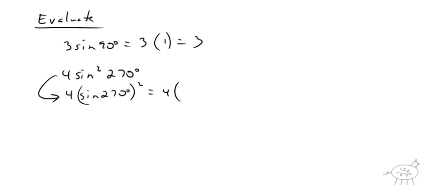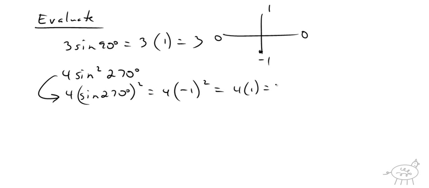So it's 4 times, well, what's the sine of 270? Well, we're over here, so it goes from 0 to 1 to 0 to negative 1. So it's negative 1 squared. Well, negative 1 squared is 1, so 4 times 1 is 4. That's the answer to that problem. Okay? Okay, let's do another one here.